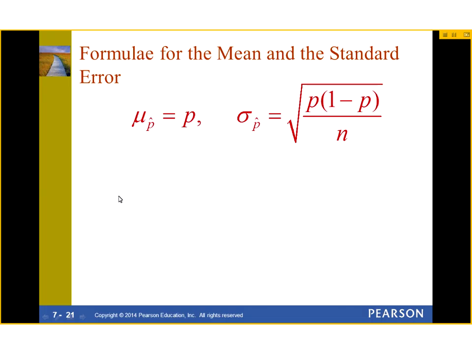Hello, Math 157ers. I'm going to do a short recording in section 7.3, talking about the concepts, but also talking about how to utilize StatCrunch to make the computations much easier.